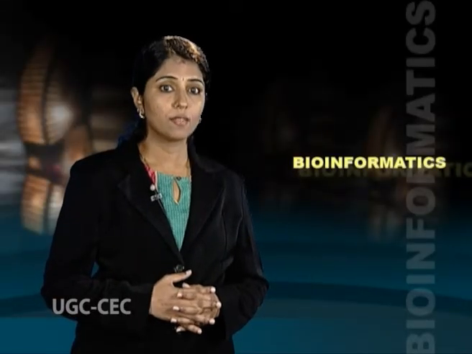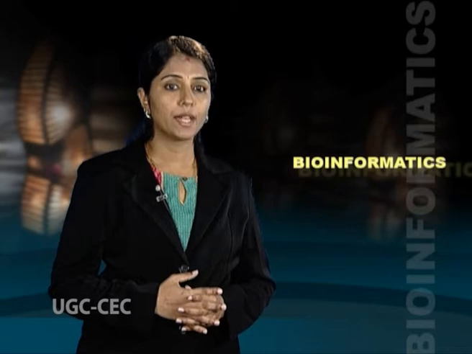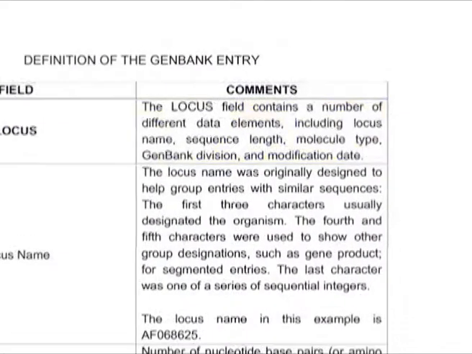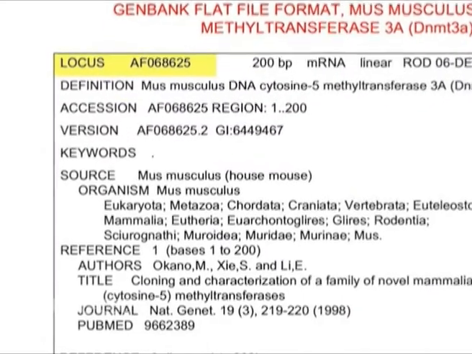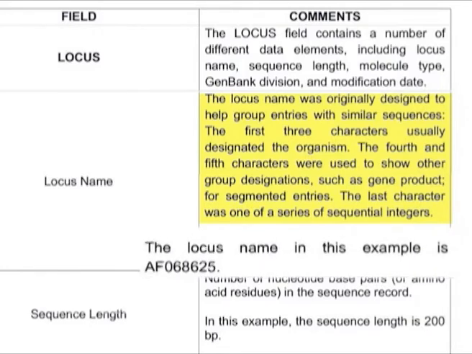Now, we will see the various fields which are obtained from a GenBank entry, and we will study in detail about each field. Locus. The locus field contains a number of different data elements including locus name, sequence length, molecule type, GenBank division and modification date. The locus name in this example is AF068625. The locus name was originally designed to help group entries with similar sequences.